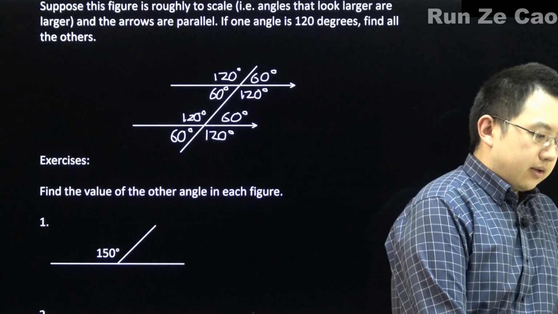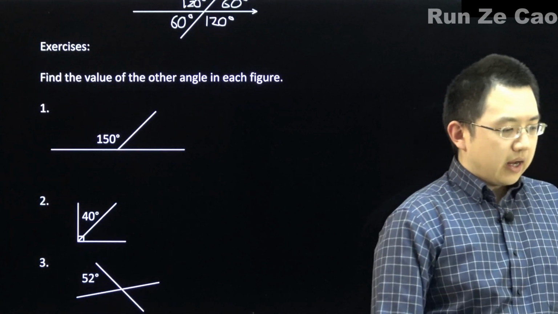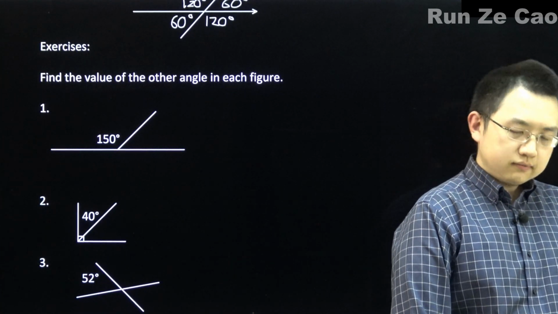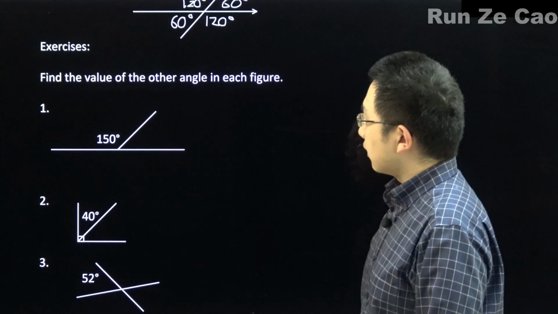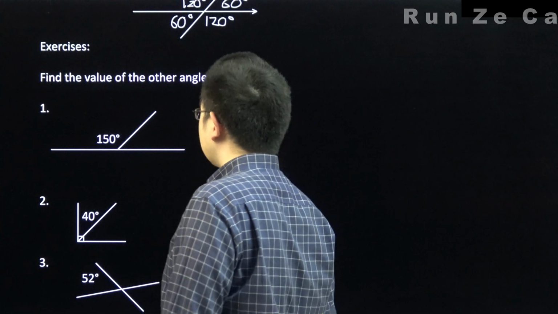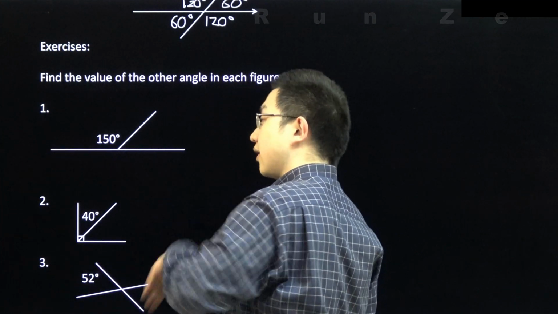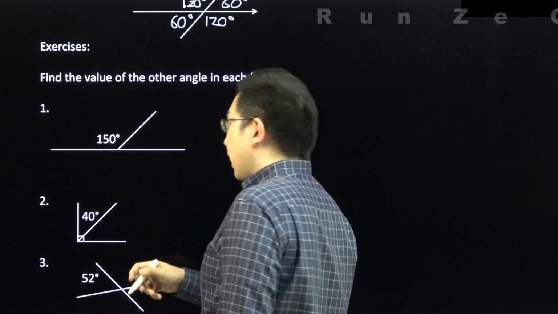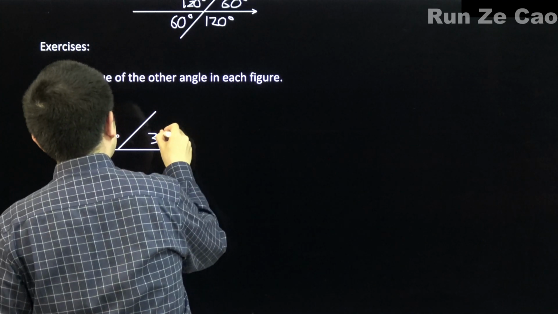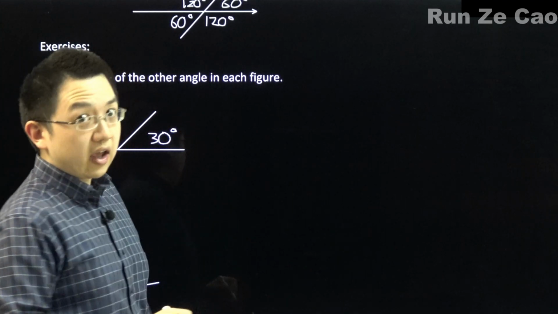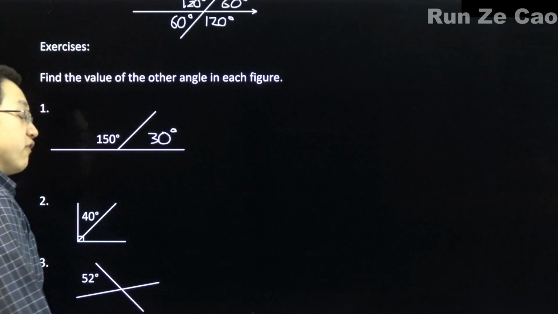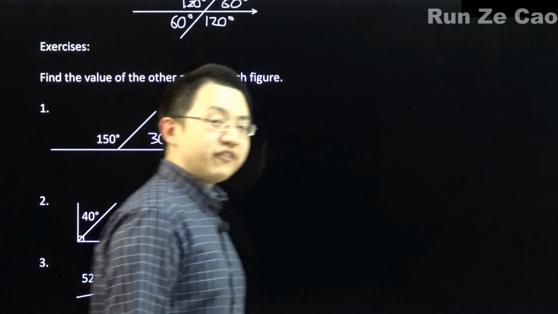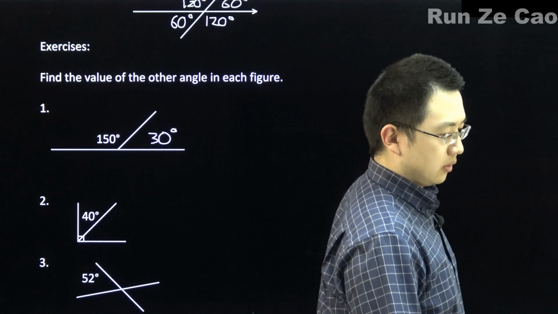Now, exercises. Find the value of the other angle in each figure. Well, this, we use supplementary angles, because this is a straight angle. Also known as a straight line, this is 180 degrees. So 150, and the rest is 30 degrees. Obviously, this is not to scale. Most geometry diagrams are not, in fact, to scale, unless specifically labeled otherwise.